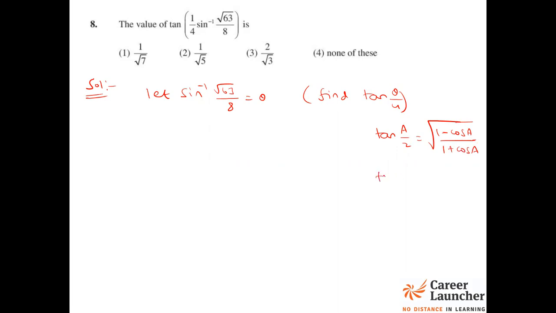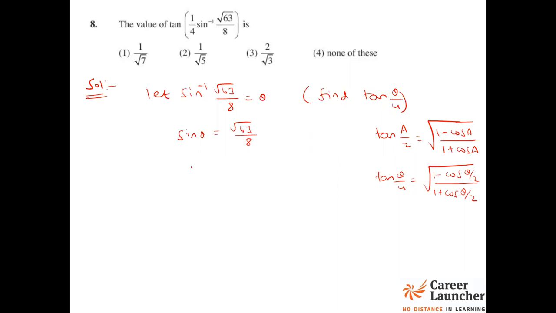So using this formula, what will be the formula for tan theta by 4? It will become root of 1 minus cos theta by 2 upon 1 plus cos theta by 2. So we need to find the value of cos theta by 2. From this we get sin theta is equal to root 63 by 8. By using the identities, how much will be the value of cos theta? Cos theta will become 1 by 8.